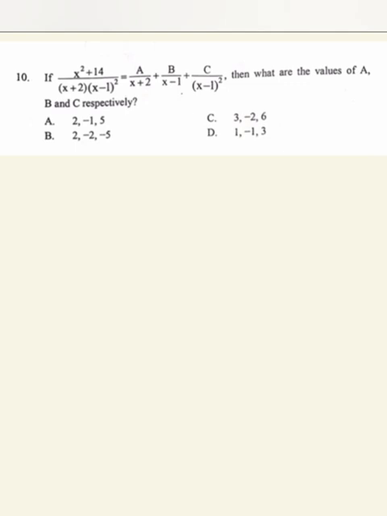It's about decomposition into partial fractions. The given rational function, x square plus 14 over (x plus 2) times (x minus 1) the whole square, is equal to a over x plus 2, plus b over x minus 1, plus c over (x minus 1) the whole square, when decomposed like this.